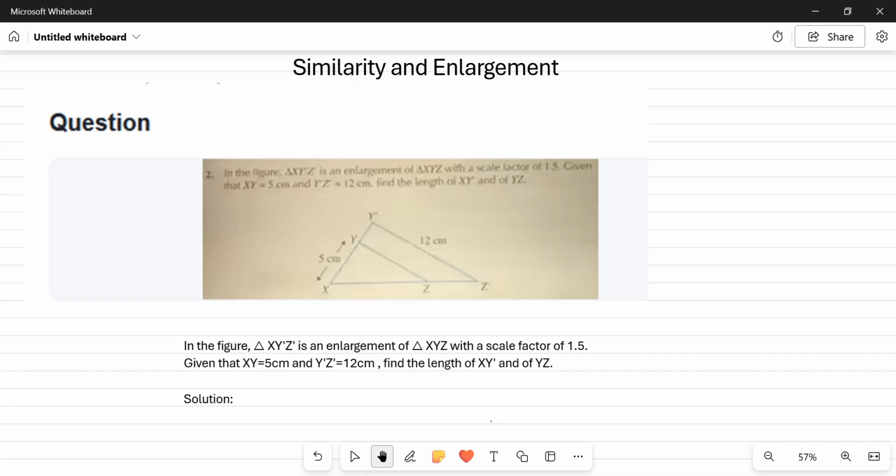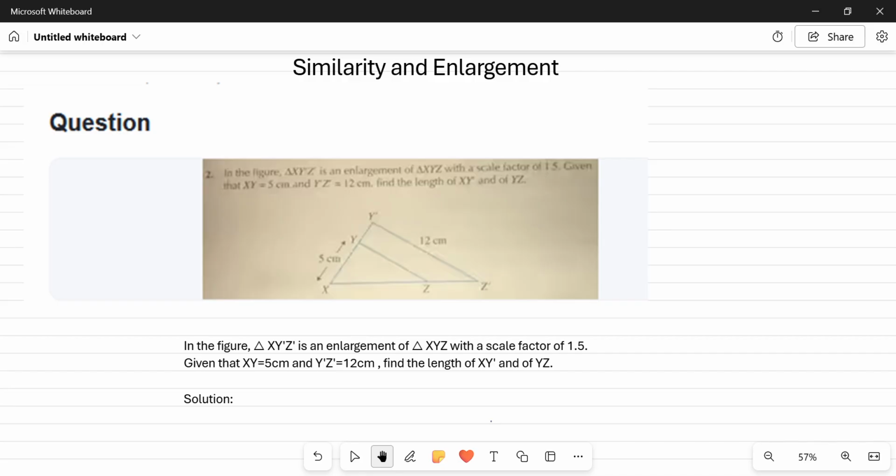Hello students, in this video we will solve the questions related to enlargement. Here in the first question, there are two triangles, right? What we need to find out is the length of the enlargement of XY and YZ, right?